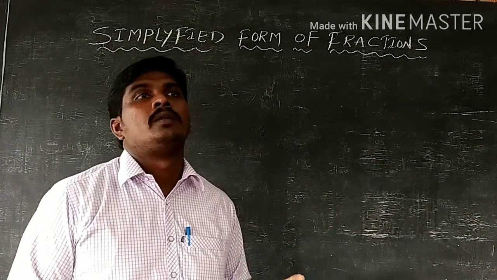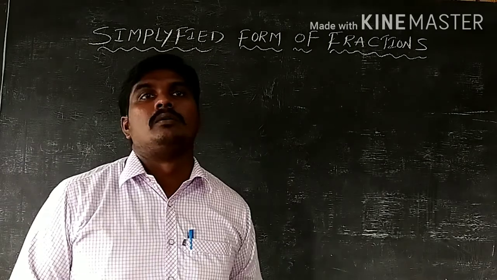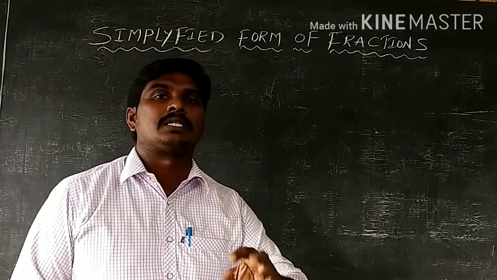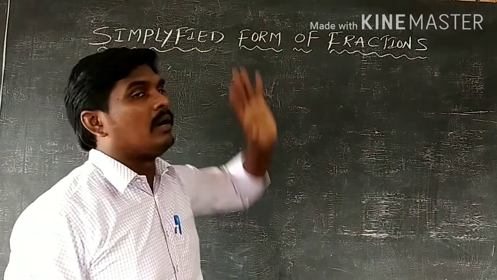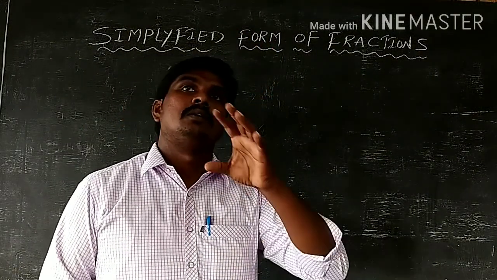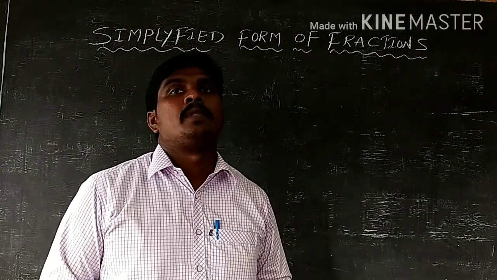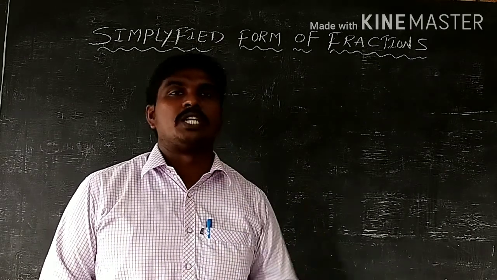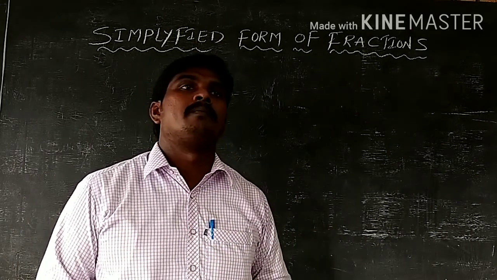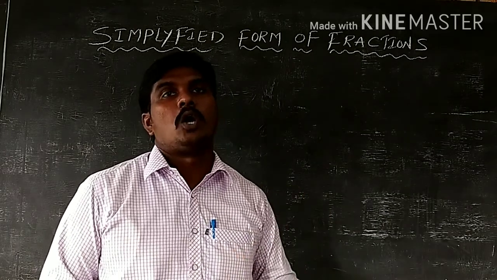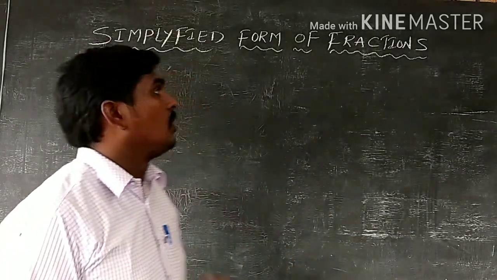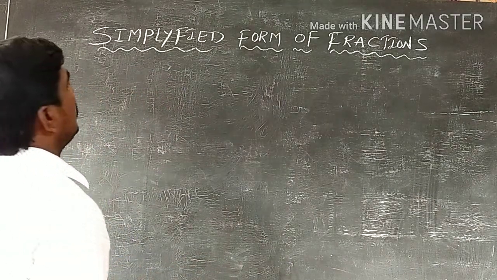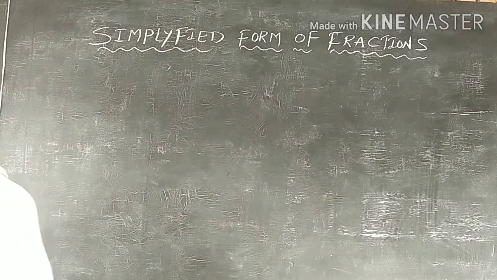I want to say, if you want to learn about multiplication of fractions or division of fractions, first of all, we should know about the simplified form of fractions. That means how to simplify fractions and how to write a fraction in lowest form. Simplified form and lowest form are the same. So how to simplify fractions? That concept I am going to explain in this video, with examples.